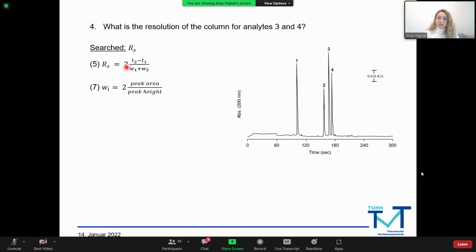Peak widths are not directly given in the table, so these are all the residence times you guys have. But the peak width we can calculate as 2 times peak area over peak height. And peak area and peak height are both given in table 1. These are all experimental values. So try to calculate this and then this from those two values for analytes 3 and 4, and then after a minute I show you how it should be.